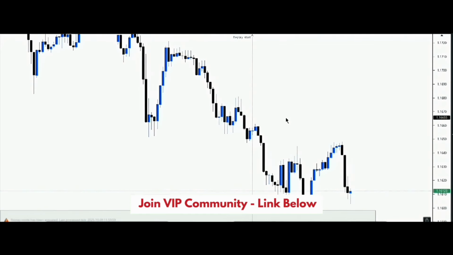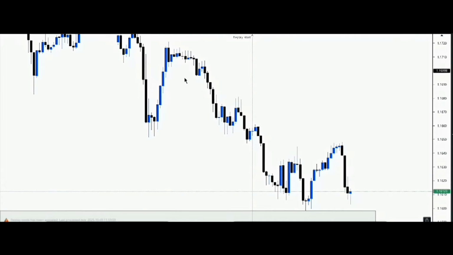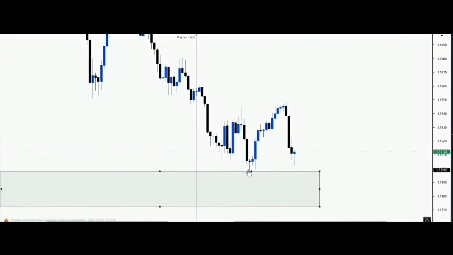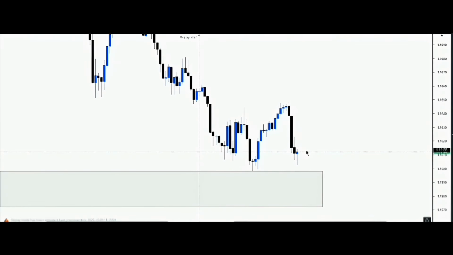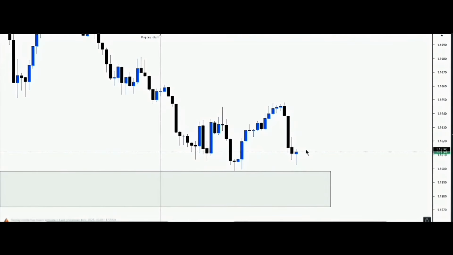If you look at the structures of the market, price is making lower low, lower high, lower low, lower high, lower low, lower high into this higher time frame area of interest on the 1H time frame. So I looked at it and I wanted to know what to do here. Look at what price did here. Let me just quickly show that to us so we can get it right.